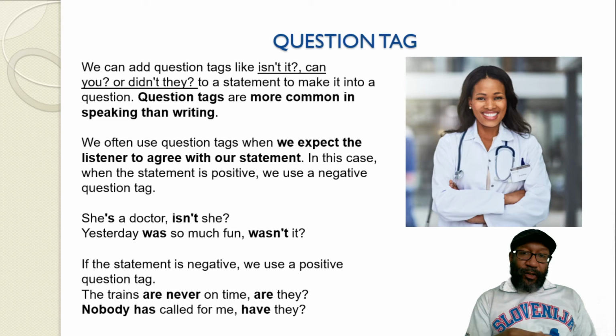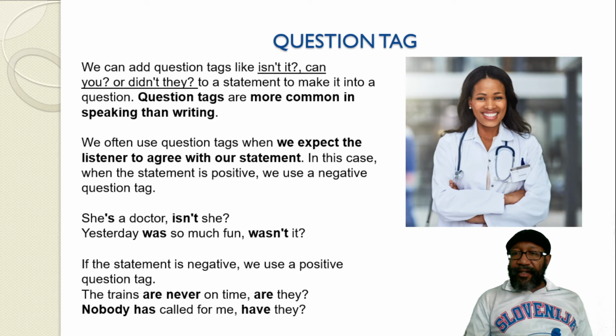On the other hand, if the statement is negative, we use a positive question tag. The trains are never on time, are they? Nobody has called me, have they? And pay attention, to be a negative statement, it doesn't need to have no or not only. You can have never, nobody, no one, nothing. So words, terms that are related to negativity. All right.